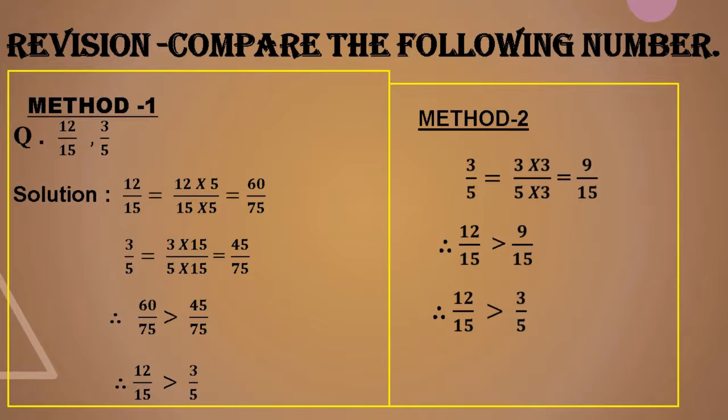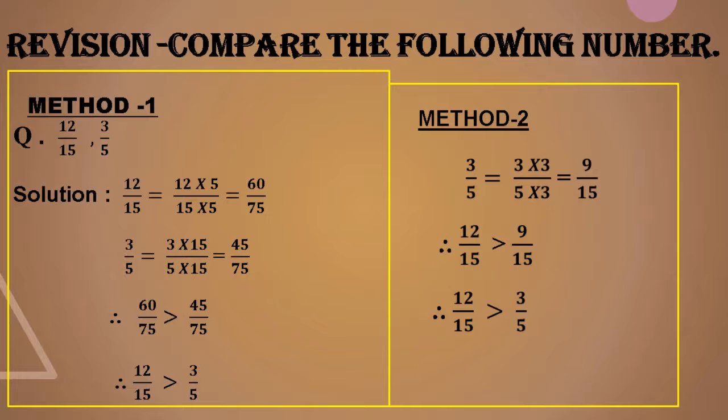This sum we can solve by another method also. You can see here the denominators are 15 and 5. You can easily make 5 as 15 by multiplying by 3 to the denominator. So we will multiply numerator and denominator of 3 by 5 by 3, we get 9 by 15. So now 12 by 15 is already there and we got 9 by 15. Both the denominators are same.